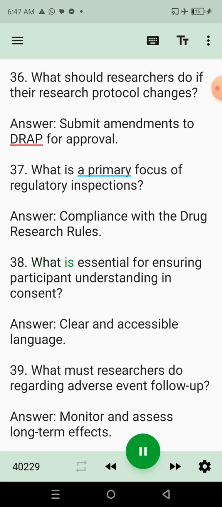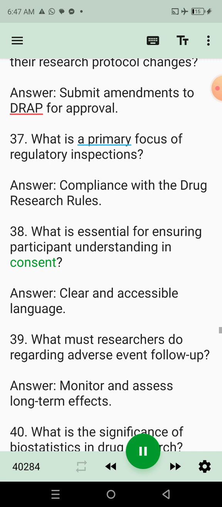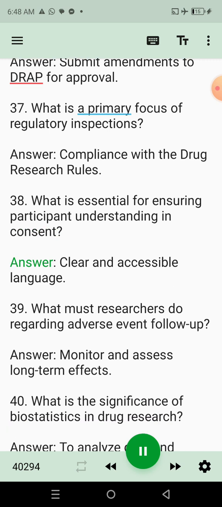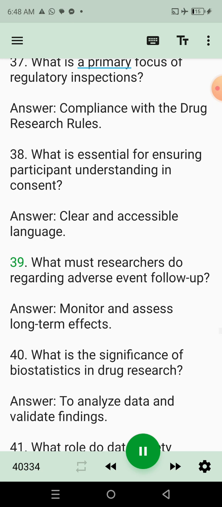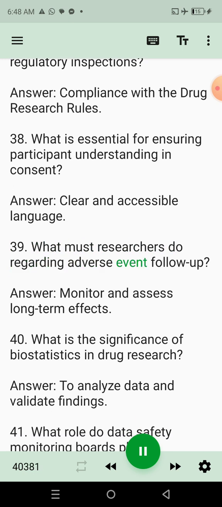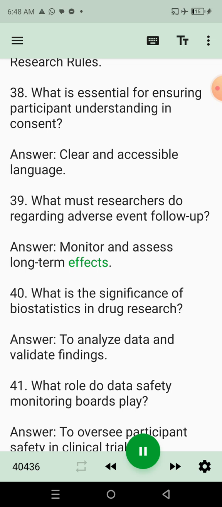38. What is essential for ensuring participant understanding and consent? Answer: clear and accessible language. 39. What must researchers do regarding adverse event follow-up? Answer: monitor and assess long-term effects.